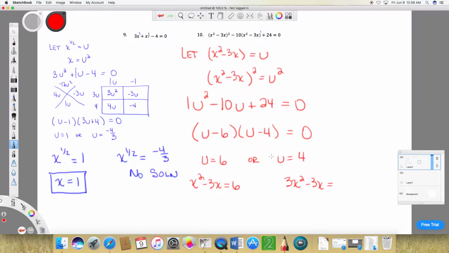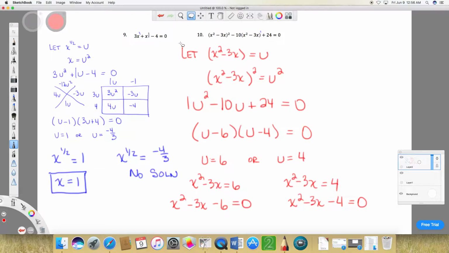So this, well, wait a minute, I can't. I need to copy that correctly. It's not 3x squared. It is x squared minus 3x. So these are two quadratic equations. So let's see if we can solve these. If I subtract 6, now I don't see that factoring. What about this other one? Now that one, I see that one factoring.